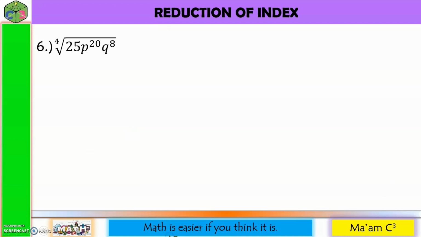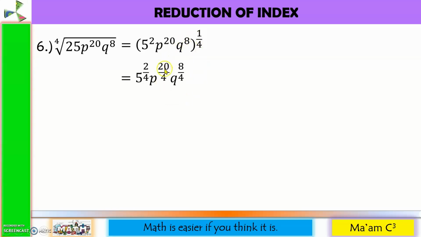Let us continue. Number 6, fourth root of 25, p to the 20, q to the 8th power. So let us convert this into exponential form, but I'll express 25 as 5 squared right away. Now let us multiply the exponents. So this will be 5 raised to 2 over 4, p raised to 20 over 4, and q raised to 8 over 4. Now 20 divided by 4 is 5.